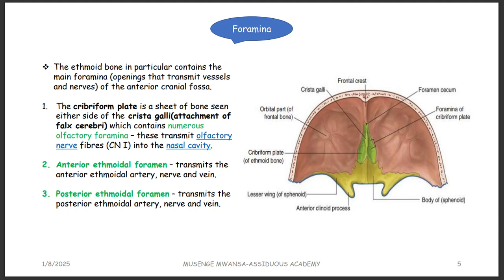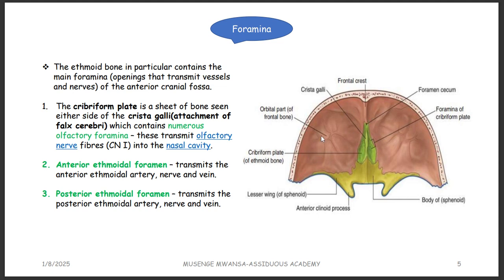It goes through cranial nerve number one, through the openings in the cribriform plate, and then goes to the brain and causes infection there. We'll discuss more about the infection in microbiology, parasitology. So that is about the foramina of the cribriform plate that we have to know.